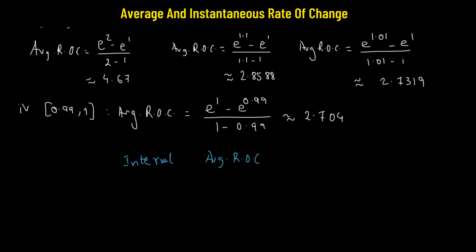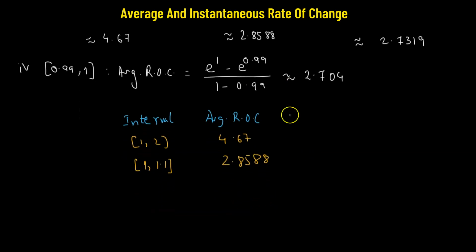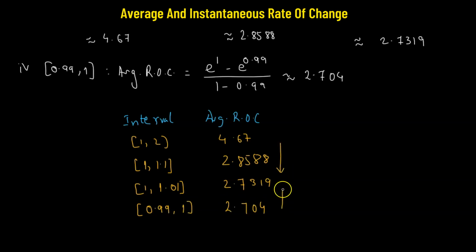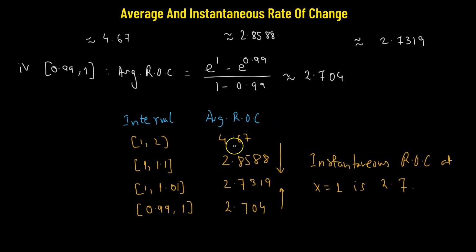The first interval is from 1 to 2, that gives us a value 4.67. Then we have 1 to 1.1, which was 2.8588. Then we have 1 to 1.01, the average rate of change came out to be 2.7319, and for 0.99 to 1 it was 2.704. So we see that as x approaches the value 1, the instantaneous rate of change at x equals 1 is 2.7. So this is the instantaneous value, and we also have the average rate of change.